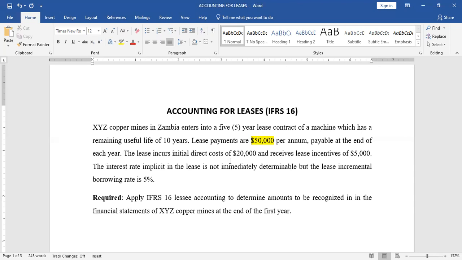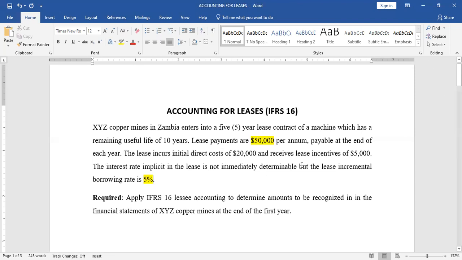The interest rate implicit in the lease is not immediately determinable, but the incremental borrowing rate is 5%. So meaning, if we cannot clearly determine the interest rate implicit for this particular lease, we can adopt the lessee's incremental borrowing rate, which is 5%. So in this case, 5% will be used as the interest rate directly attached to this lease contract.